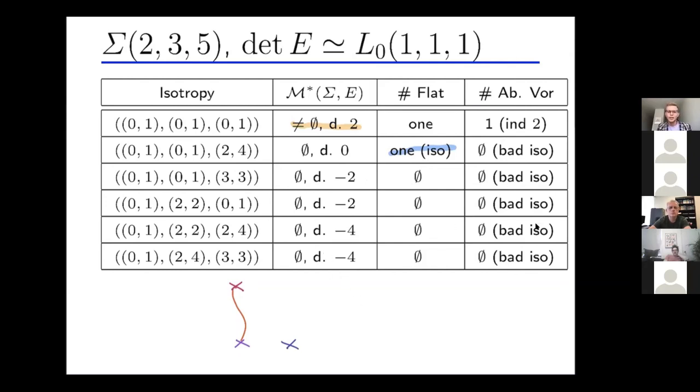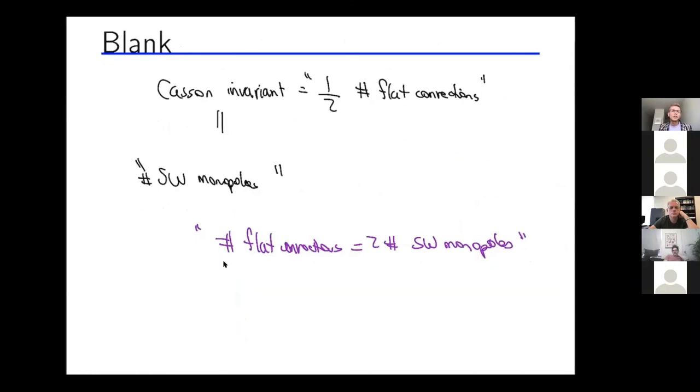So if you pull back everything to sigma 235, you get this picture where you have one of these Seiberg-Witten monopoles connected with one of these irreducible SO2 connections, and then you have the other SO2 connection on its own. And I thought this is cute.